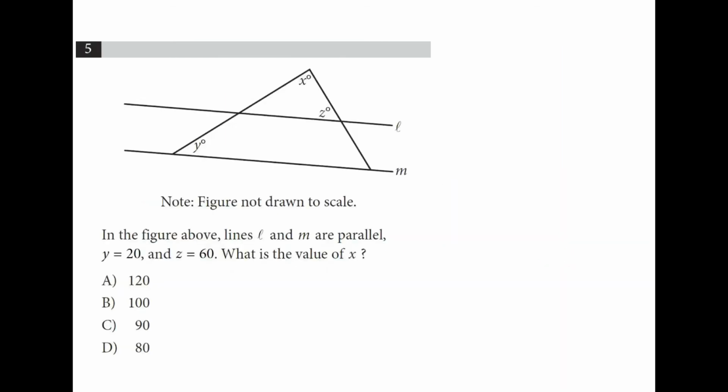So L and M are parallel, which means that this is considered a transversal, so the corresponding angles down here, 20 degrees, matches up with up here, 20 degrees. They tell us that Z is 60, so here I just take 180 minus the known angles to figure out that X is equal to 100 degrees.